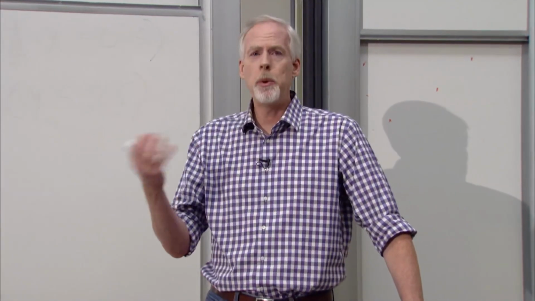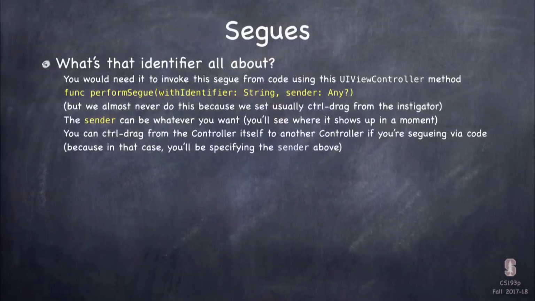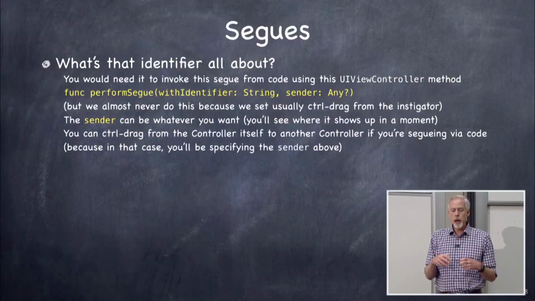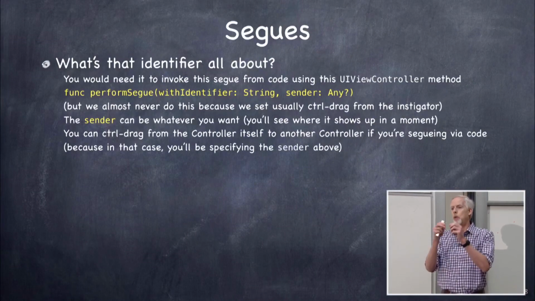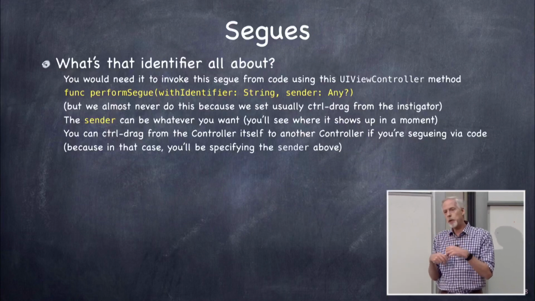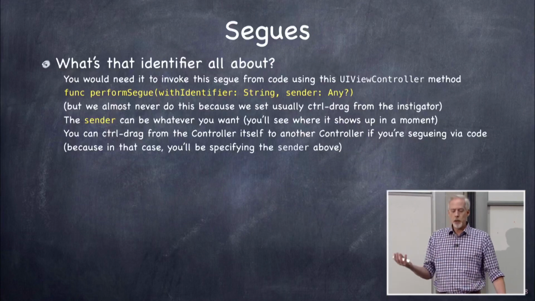Okay, so that's segues. So that identifier, why do we want it? Where would we use it in our code? What's an example? Well, one way is you can perform a segue from code, so manually cause a segue to happen. To do that, you need to know which segue it is in the storyboard that you want to perform manually. And so you can do perform segue.